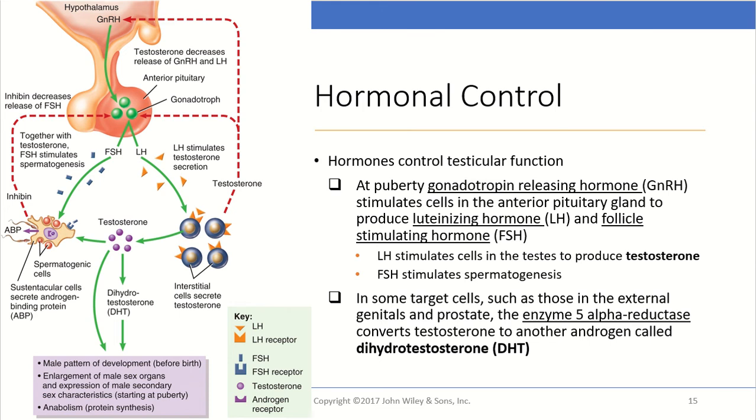these little sperm cells. So in some target cells, such as the external genitalia, as well as the prostate, the enzyme 5-alpha reductase is going to convert testosterone into another androgen called dihydrotestosterone, which we'll talk about a little bit more later. But this is an important one for several different things, including the male pattern of development before birth. So what makes you grow a penis and testicles, etc. as an embryo. It's also important for the enlargement of male sex organs. So it does quite a few things, but we'll talk about that a little bit more later.